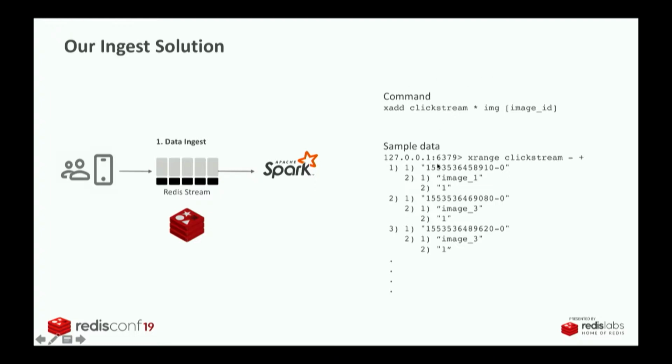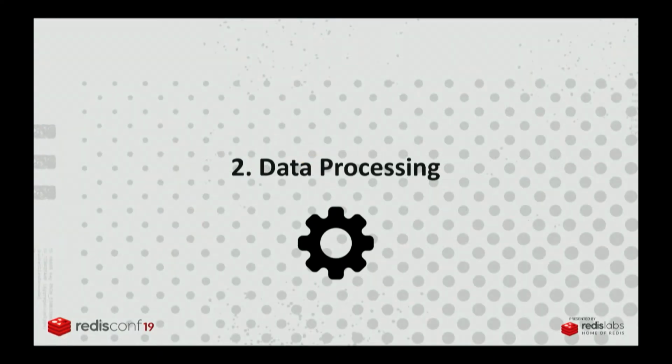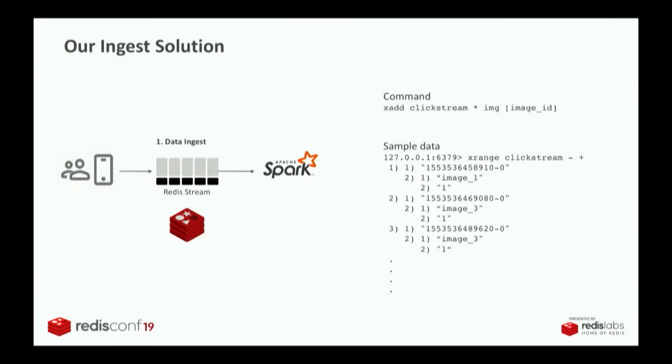So in my example, when I did an XRANGE, this is how it looked. I have the timestamp. This is image 1, and I just have 1 everywhere, just for the sake of example. So this is all about data ingest. Does anybody have any question on data ingest?